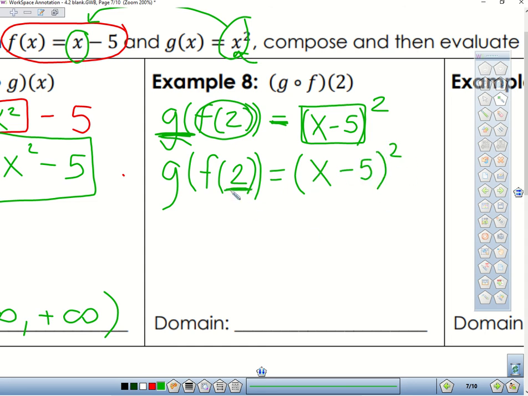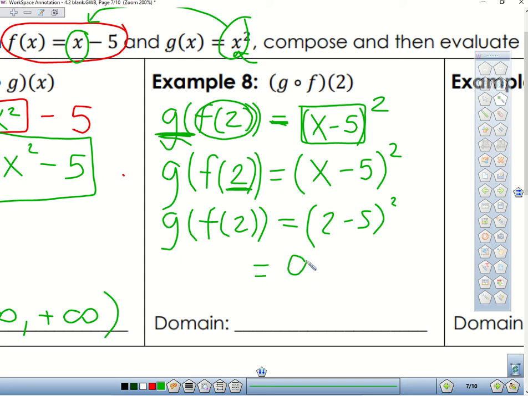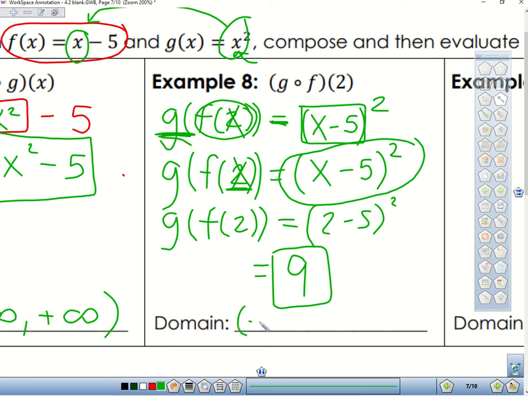And now, lastly, we have to plug in 2 for x. So that's going to be g of f of 2 is equal to 2 minus 5 squared, which comes out to be 9, right? So really here we just found g of f of x, then we found g of f of 2. So just not to confuse you, we didn't get to that step yet. And the domain of this, technically we're looking at the domain of the function before we plug something in, and that would be negative infinity to positive infinity. Now when we evaluate our function at a point, we don't have a set domain anymore because we just evaluated it at one point.